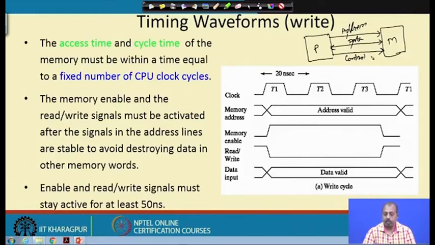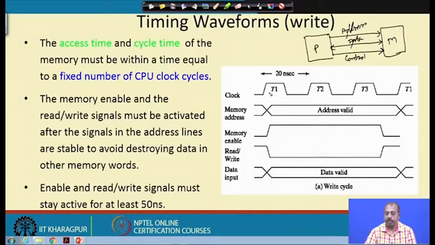So, how does this processor operate? The processor operates at some clock. Suppose this is the clock signal, where the duration of the clock period is 20 nanoseconds. This is just an example. Now, at T1 the processor will put the address onto the address bus.